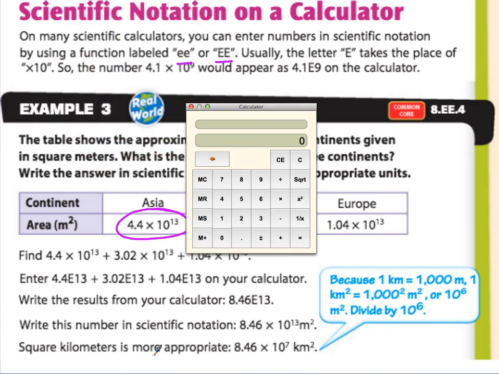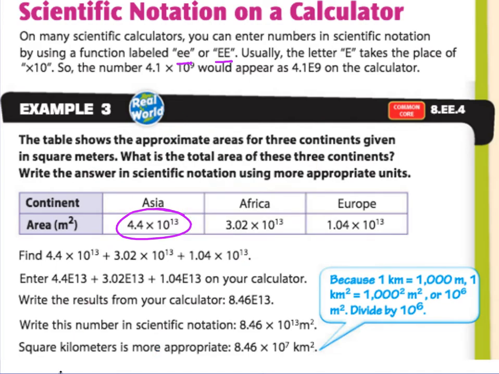So let's take a look at our calculator here. And I actually don't have a scientific calculator on my board. So what you have to know is that you have to type it in. So I would find on my calculator, I would type in 4 and 4 tenths, and then I would find this EE button. And I would hit it, and on the screen, it's going to show a big E. And then I type in my number. So in this case, my exponent is 13, so I type in 13.